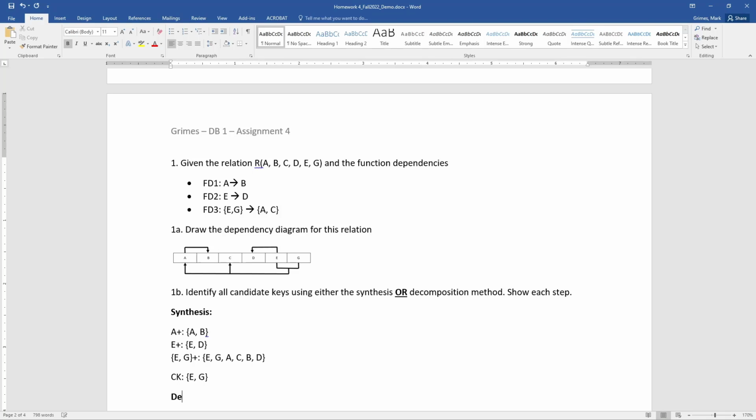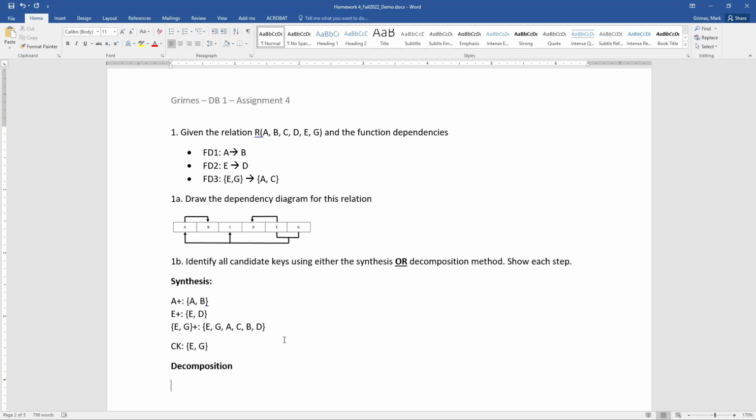If we wanted to do the same thing with decomposition, we know we have at least one superkey in the relation, which is going to be all the attributes in the relation. So A, B, C, D, E, G, we know is a superkey. Now we're going to attempt to systematically remove one attribute at a time from this superkey and ask if the superkey without that attribute can functionally determine the attribute that we just removed.